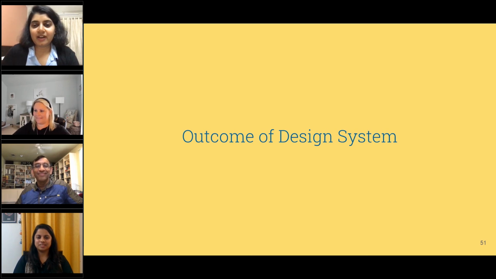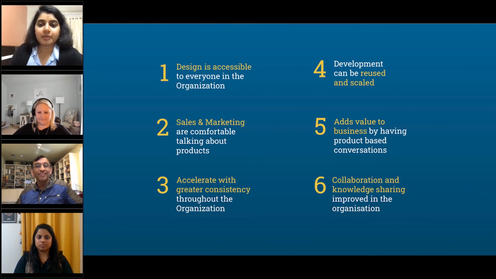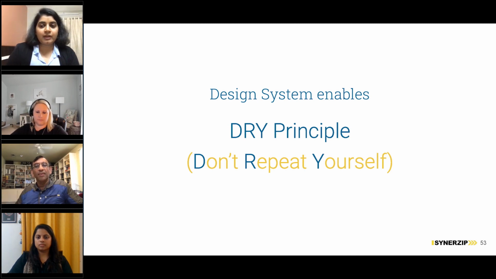Yeah, so this is the outcome of a design system we have jotted in 6 points, from the accessibility perspective to how it is easy for sales and marketing, and how the development can be reused and scaled after placing the design system. Also, the collaboration and knowledge sharing is the important part, which is improved in the organization. So moving to the principle, which is a drive principle used in development. Considering the concept of a drive principle, we may say that design system enables the drive principle. So over to you, Hemant.